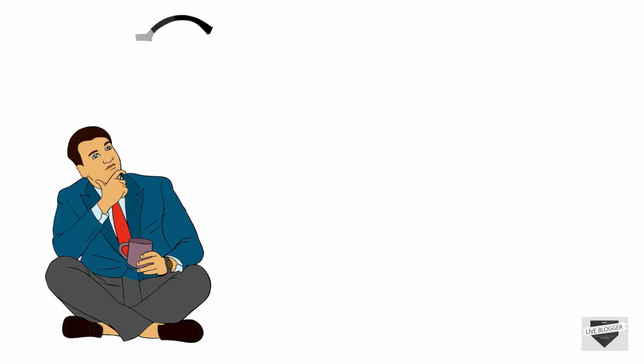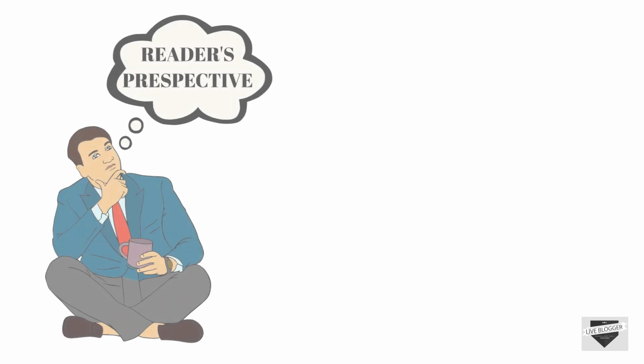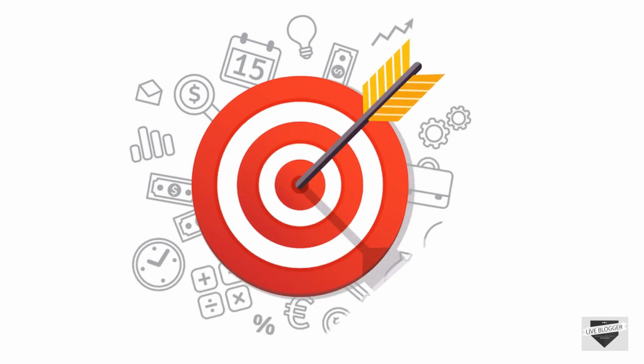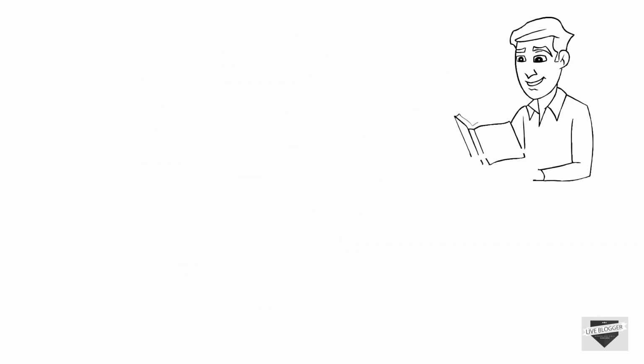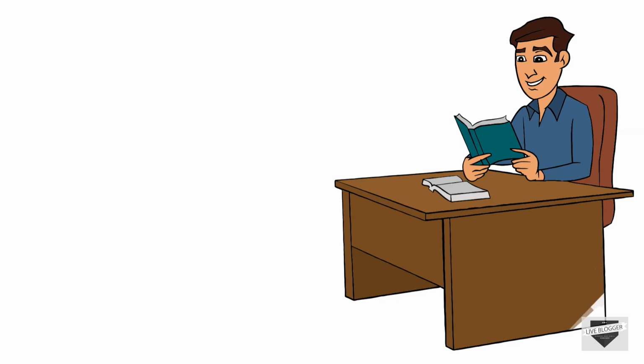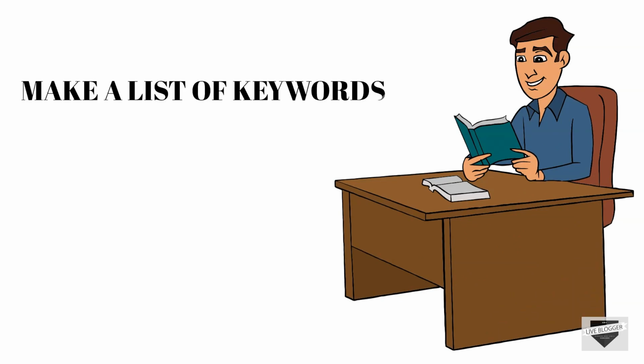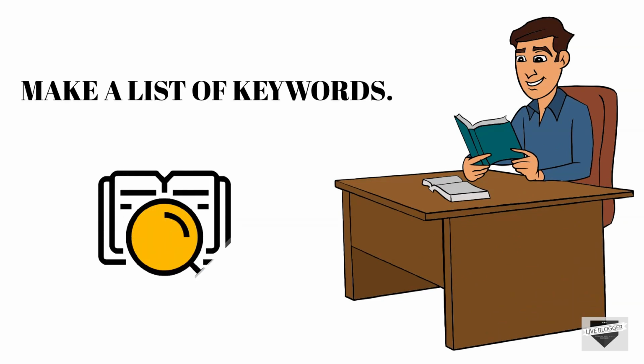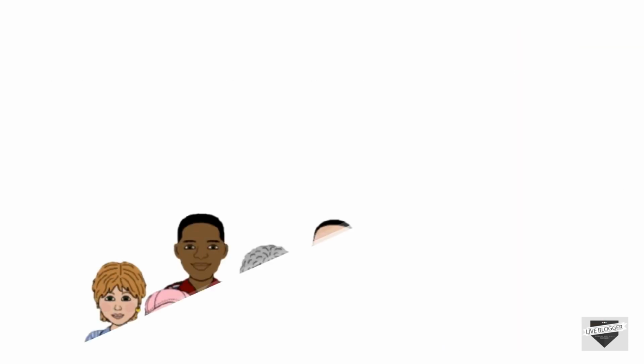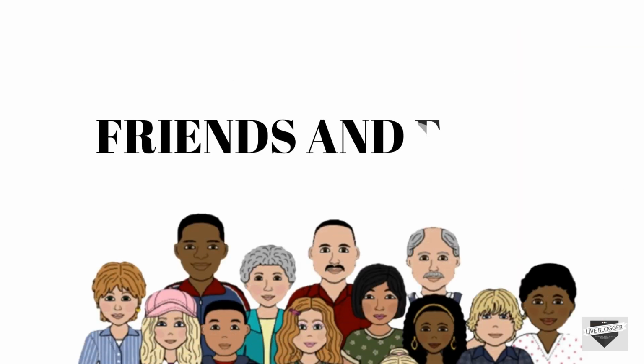The first step is always to think from the reader's perspective. First of all, you'll have to identify your targeted audience. Put yourself in the place of the readers and then create a list of keywords that you would search on Google if you wanted to search for your product or services or your blog. You can also listen to the opinions of your friends and family members and find out which keywords they would use to search for your product or services.